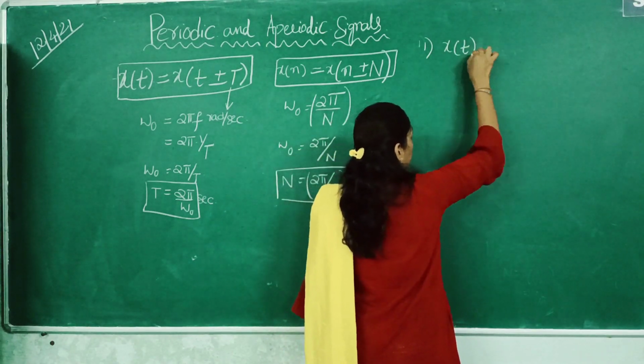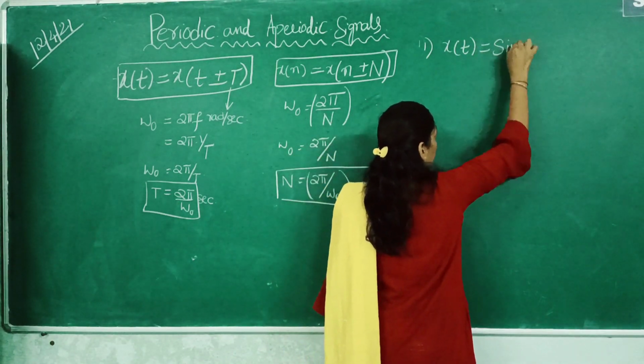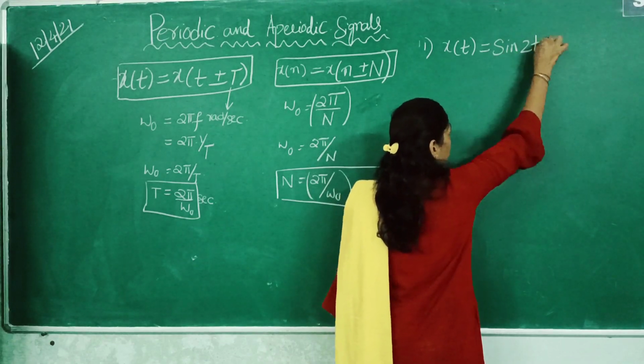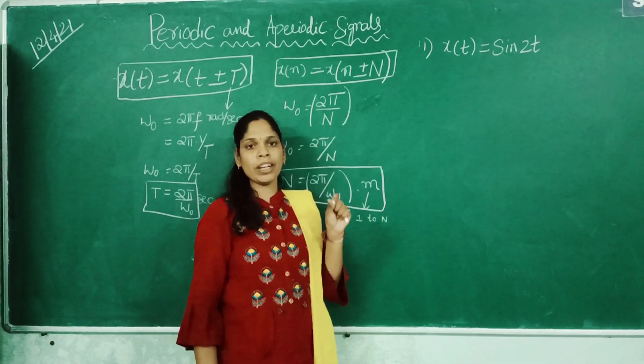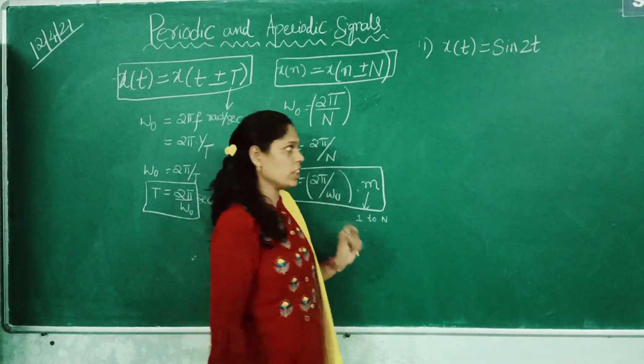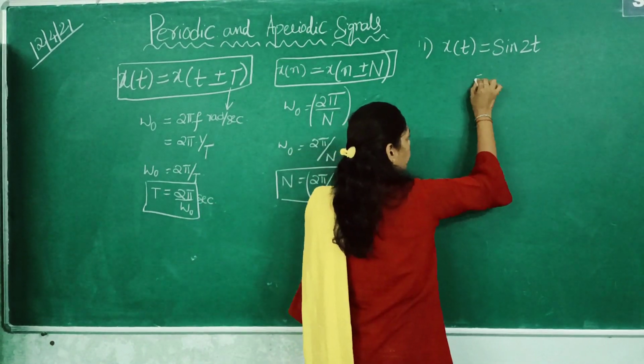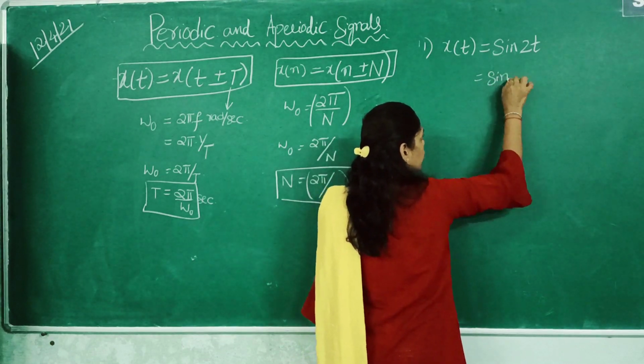The first problem I am going to take is x of t equal to sin 2t. Now I have to find the fundamental time period for the given equation. So this is in the form of sin omega naught.